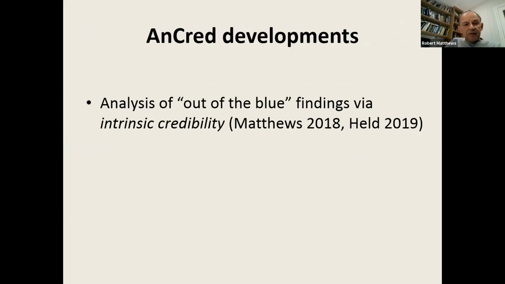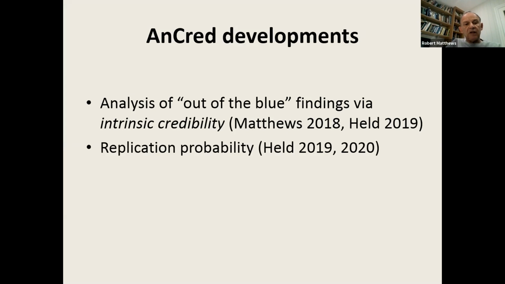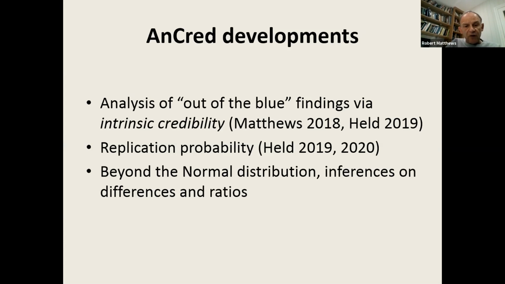I'm developing, along with some others, ANCRED further. So we're looking at out of the blue with Bayes, because if they're out of the blue, it's very difficult to know what the relevant prior is. So I came up with this concept called intrinsic credibility, which Leo Held at the University of Zurich is now expanding, with very interesting results for the concept of the 0.005 threshold. He has found, using the concept of intrinsic credibility, a principled way of arriving at that 0.005 threshold. Replication probabilities, again, the reverse Bayes technique, Leo at University of Zurich is expanding on that. And we're also looking at moving beyond normal distributions and inferences on differences in ratios.